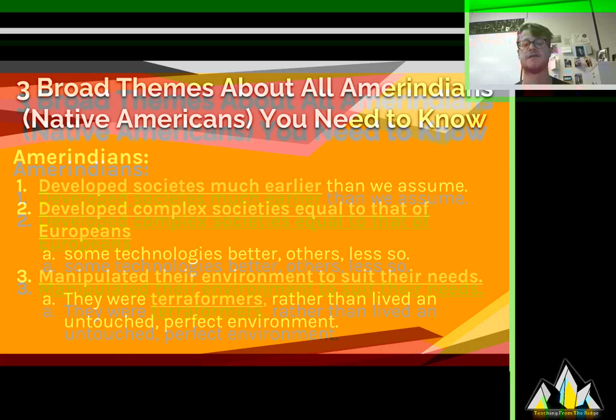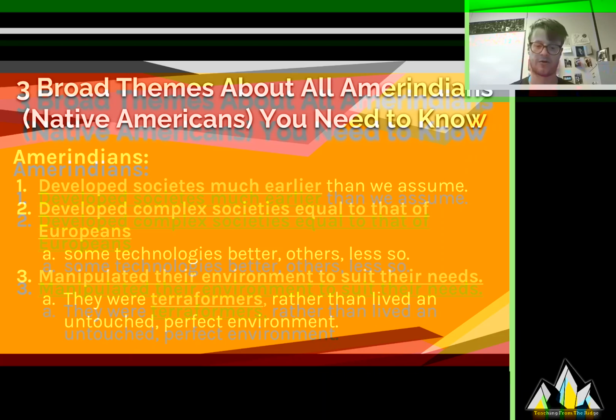And in some cases, you're going to see that these societies are, if not equal to, very comparable to Europeans when Europeans eventually show up. For example, Europeans never invented the suspension bridge. That was an Incan invention. So again, the technologies are different, right? But the whole point is that they're there earlier, so therefore they developed more complex societies.